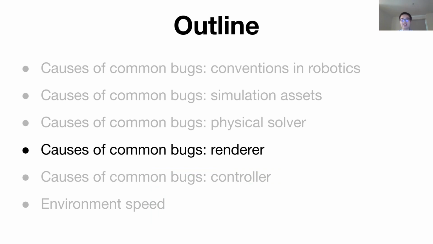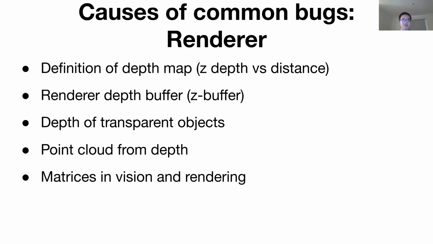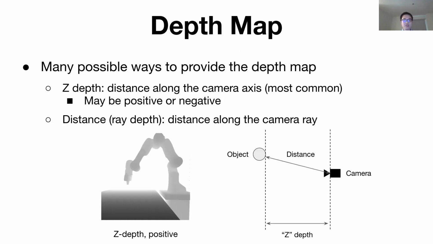Okay, the next topic is the renderer. For the renderer section, I will describe 5 things. One is the definition of depth map. The next is the renderer for the depth buffer. And then depth of transparent objects, point cloud from depth, and matrices in vision and rendering. Let's get started from the depth map.